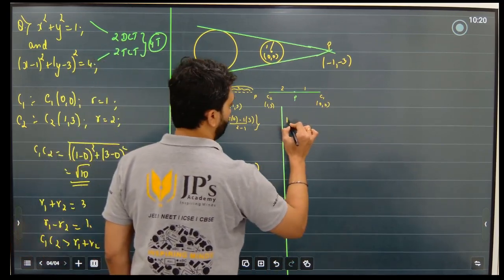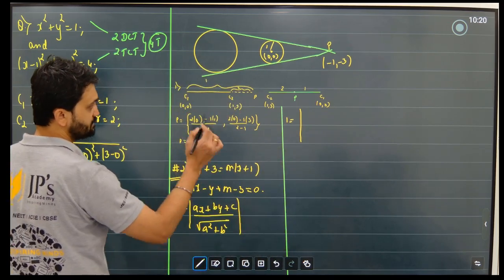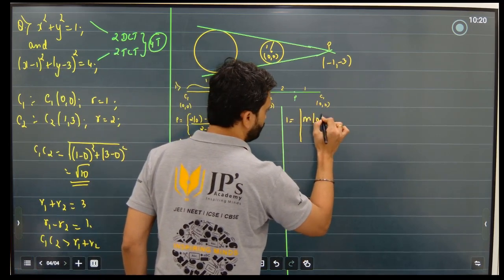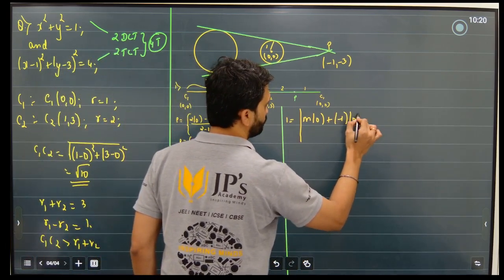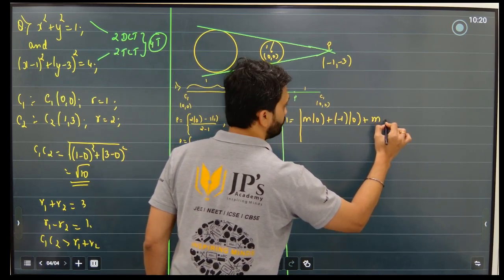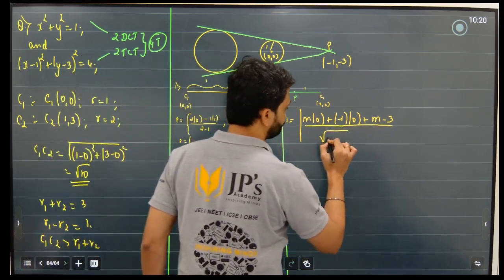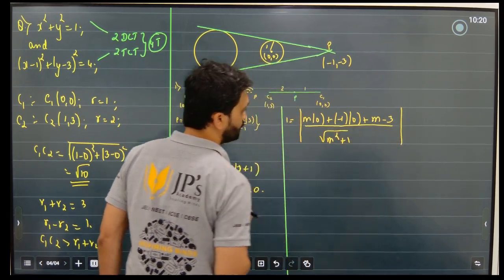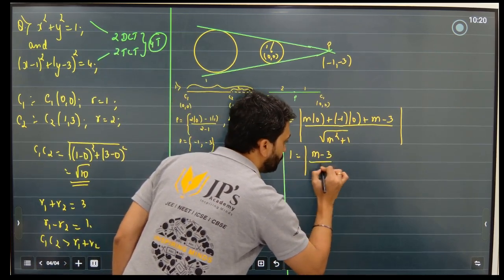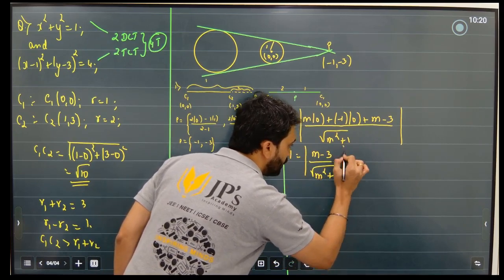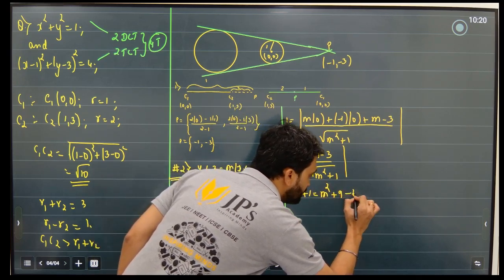So this is 1 is equal to a is m, x is 0, m into 0 plus b is minus 1, y is 0 plus m minus 3 upon under root of m square plus 1. Now this will become 1 is equal to m minus 3 upon under root of m square plus 1. I'll square both sides. So m square plus 1 will become m square plus 9 minus 6m.